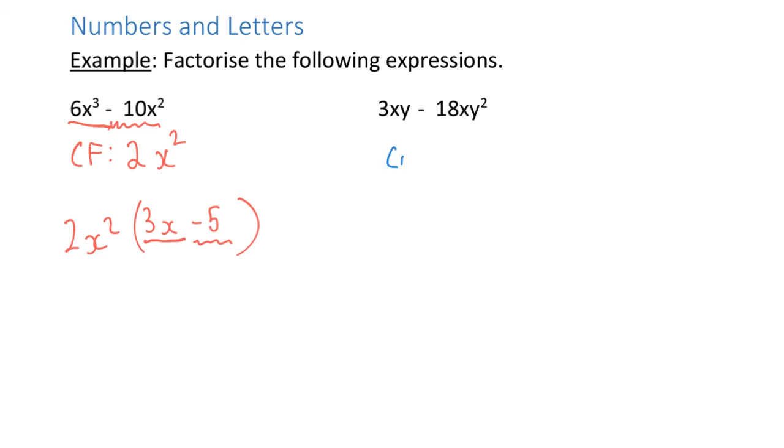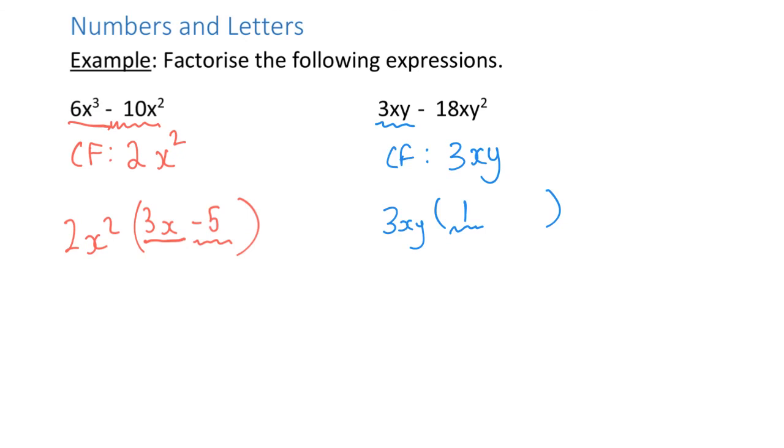Between 3xy and 18xy squared, both terms in the numbers are divisible by 3, so we're going to take the common factor of 3 out. Both have an x term, so we're going to take that out as well. And both have a y, so we can take out 3xy. So we'll put 3xy outside the bracket. And then we need to think, well, 3xy multiplied by what gives us 3xy? So 3xy multiplied by 1. It's not 0, because 3xy multiplied by 0 would give nothing. We need to get a 3xy, so we need to multiply it by 1. So we'll put a 1 in there.